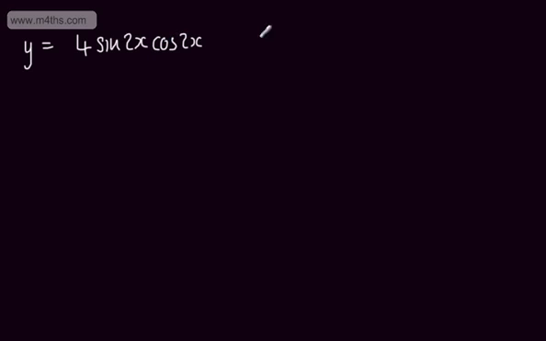Let's just look at this though and see what we could do. Now we know that the sine of 2x will be equal to 2 sine x cos x. So if we look at what we've got here, we've got 4 sine of 2x cos of 2x. So in this particular case, what we could say is that this could be written as y is equal to 2 sine of 4x. So 4 sine 2x cos 2x is actually 2 sine of 4x.